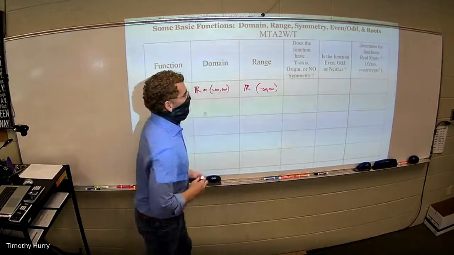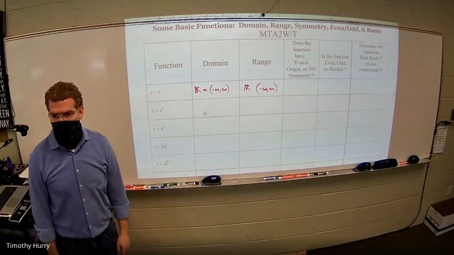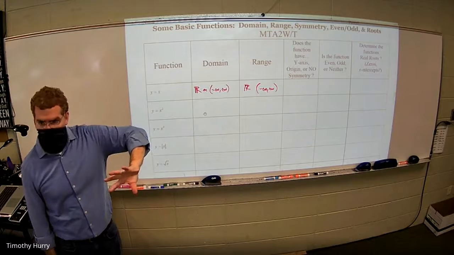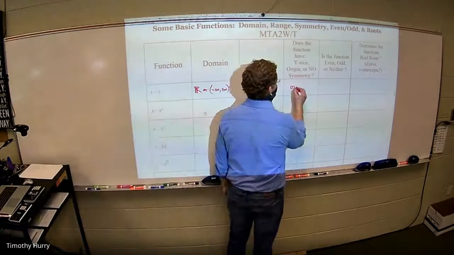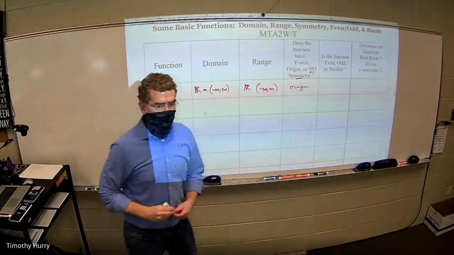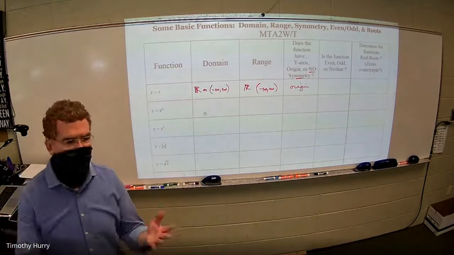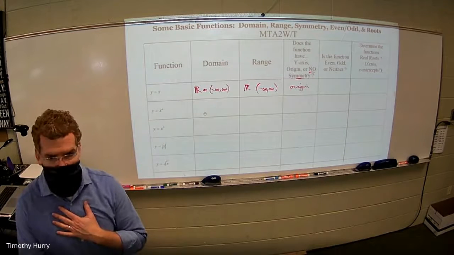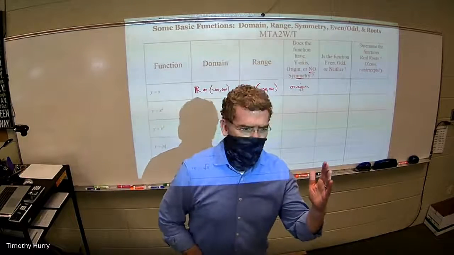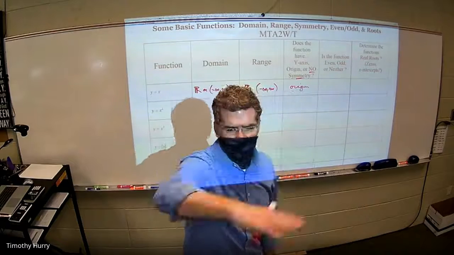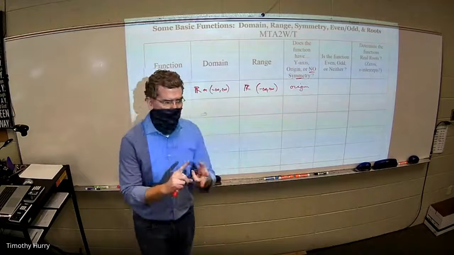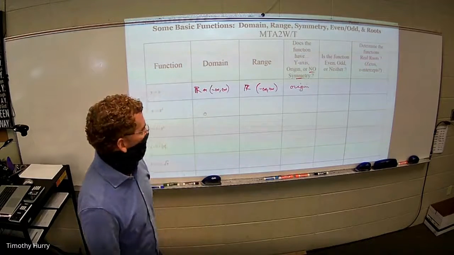Y-axis or origin symmetry. Origin, because if I nail it at the origin and spin it, it still looks the same. If it doesn't have those, you can say neither, or you can say no symmetry. Now, no symmetry doesn't necessarily mean it doesn't have some kind, but it has none of the kinds we're talking about. Don't write, well, it has symmetry about the line x equals 3. Don't tell me that. Or it has a symmetry about the line y equals 1. Don't tell me that. Now, on my test, it's going to say, does it have y-axis symmetry, origin symmetry, or neither? And then is it even, odd, or neither?